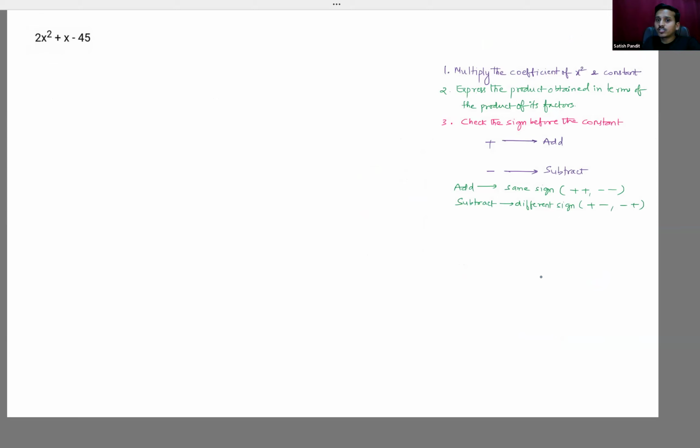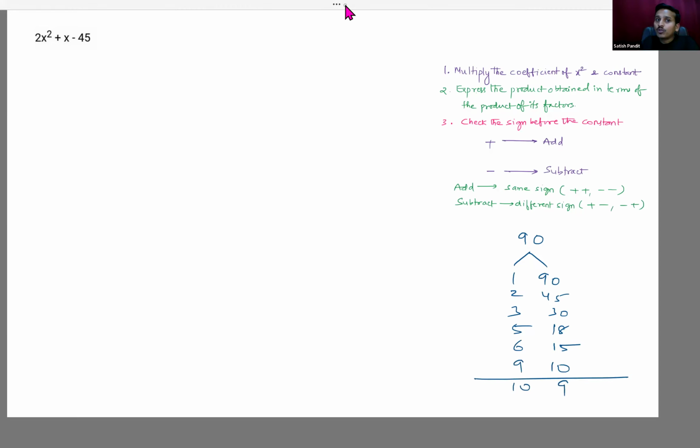Multiply the coefficient of xy and the constant, get 90. So 1 into 90, 2 into 45, 3 into 30, 4 it will not go. 5, yes. 5 ones are 5, 5 8s are 40. Next 6, it will go, 6 1s are 6 and 6 5s are 30. Next 7, no. 8, no. 9, yes. 9 10s are 90 and 10 9s are. We stop.